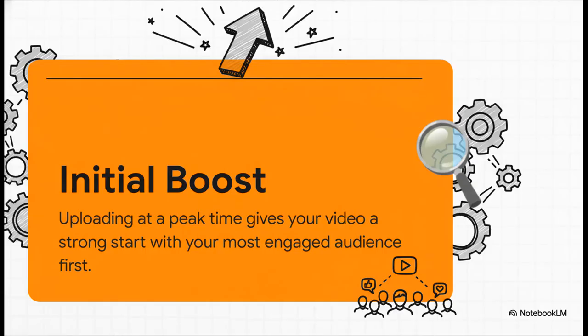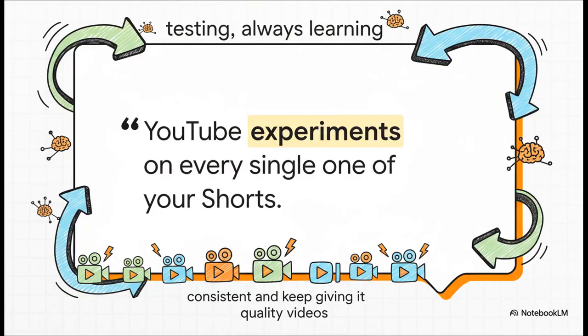And speaking of data points, let's talk about that initial boost. It's not some magic button that makes you go viral. It's simply your job to give the algorithm the best first impression possible by launching your video when your most engaged viewers are watching. That's how you send the strongest positive signal right at the start of its experiment. You know, this quote just nails it. The algorithm is always testing, always learning about your content and who likes it. Your role in this whole thing is simple. Just be consistent and keep giving it good stuff to test.